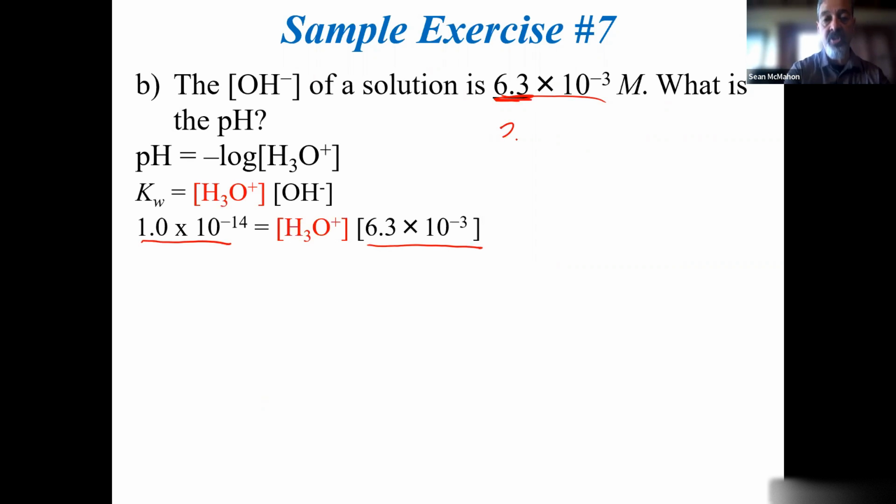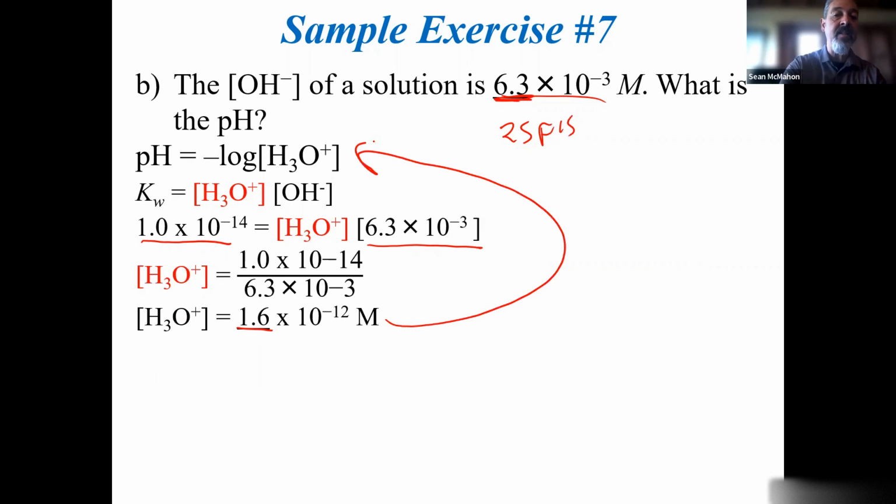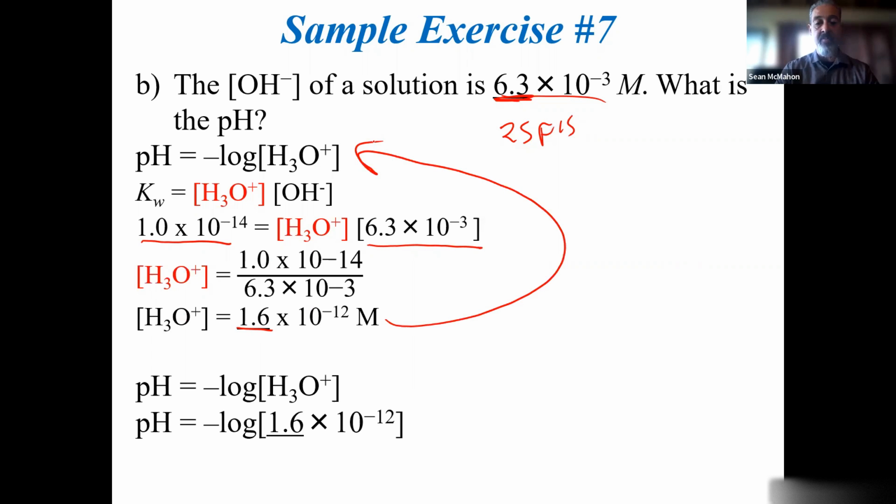I underline this to show there's 2 sig figs. I solve for the hydronium, rearranging this, and I get my hydronium, 2 sig figs, is 1.6 times 10 to the minus 12. I can now plug that into this formula. So pH is negative log 1.6 times 10 to the minus 12. Remember, because this is a log function, my final answer, I count the sig figs after the decimal: 11.80. Why? 2 sig figs after the decimal.